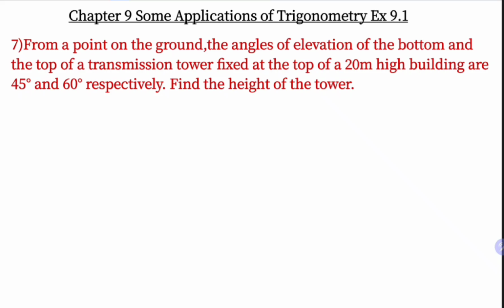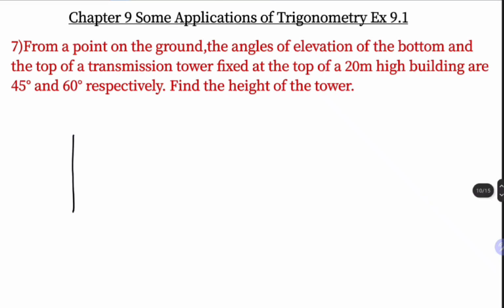The question says the transmission tower is fixed at the top of a building. The height of the building is 20 meters and a transmission tower is fixed above it. Let AB be the transmission tower and BC be the building.